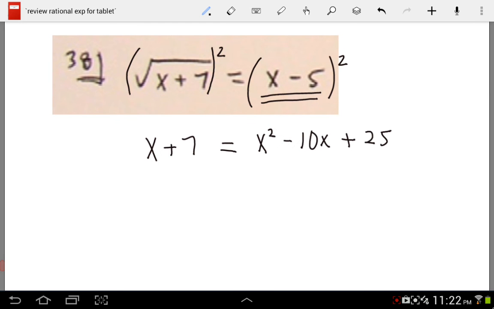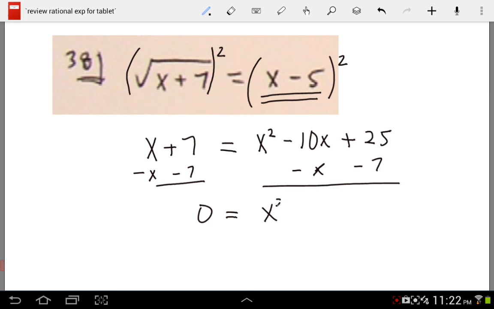Now, it's a factorable quadratic here because to factor it, we want to set it equal to 0. And you'll see when I subtract these over here that this will factor pretty good here. Now negative 10x minus x would be negative 11x. And then 25 minus 7 would be positive 18. And now factors of 18 that add to be 11 would be 9 and 2.